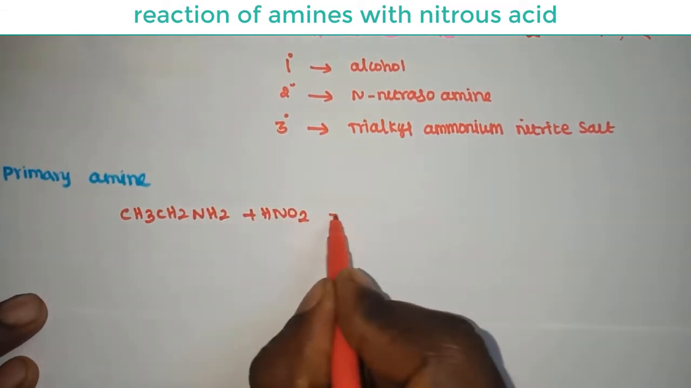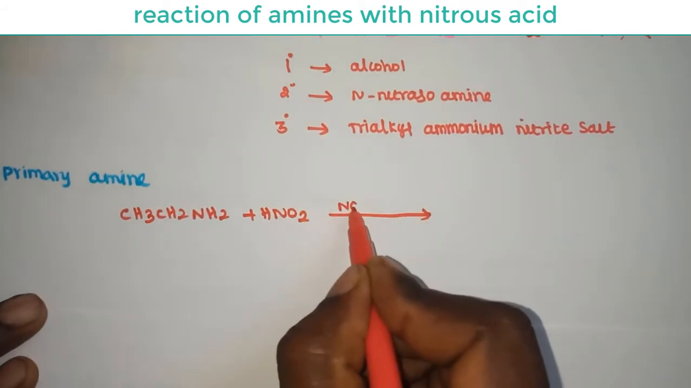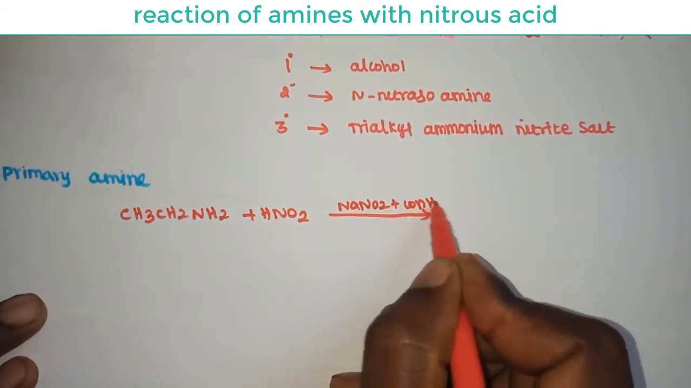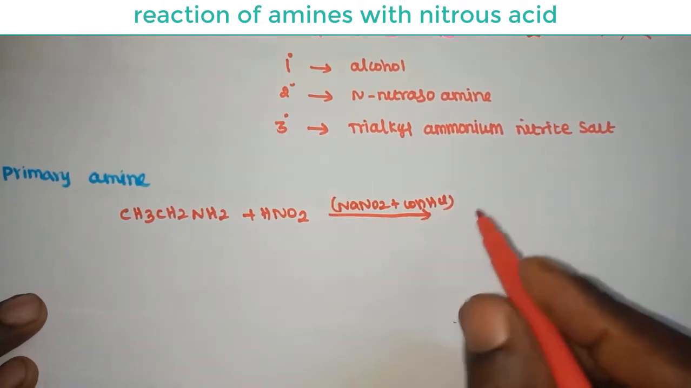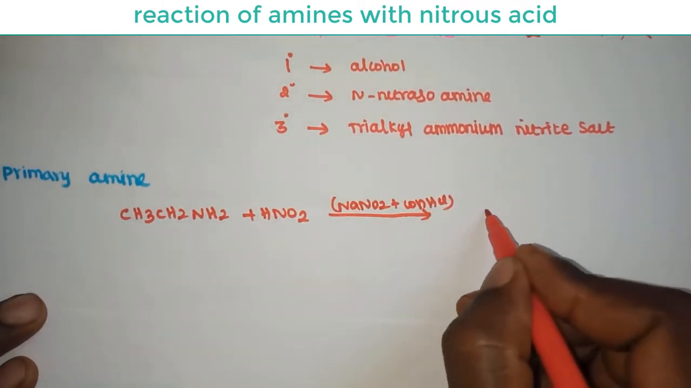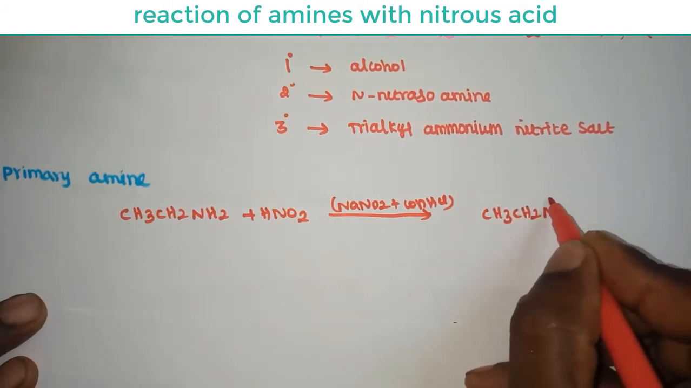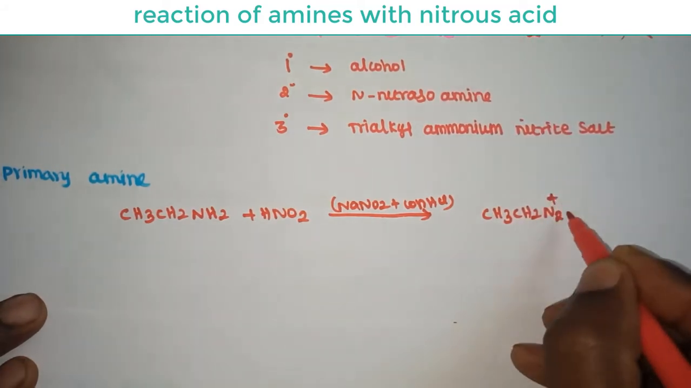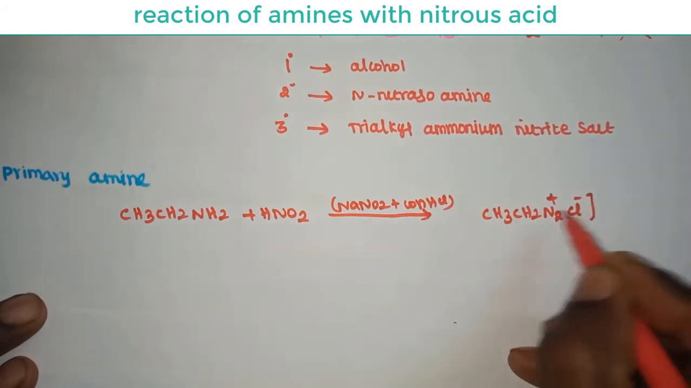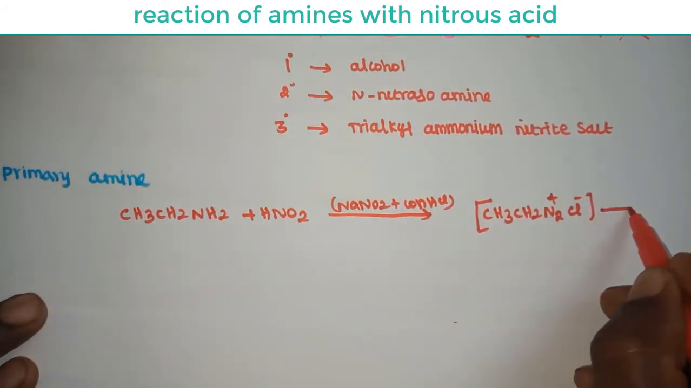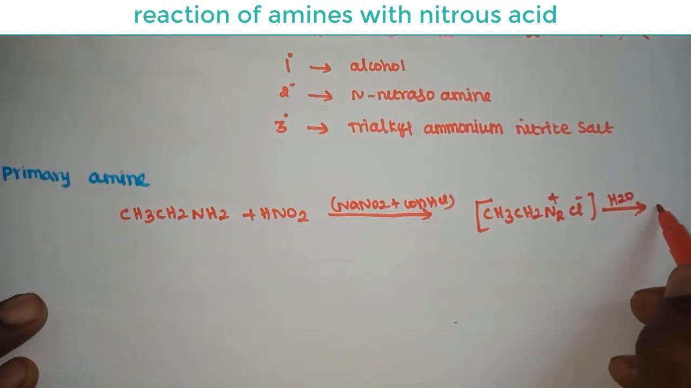That means a mixture of NaNO2 plus concentrated HCl reacts to produce nitrous acid. First step is the formation of CH3CH2N2+ Cl-. This is ethyl diazonium chloride. This is unstable, so it undergoes hydrolysis with water to form ethanol.